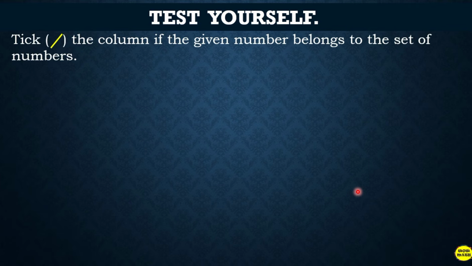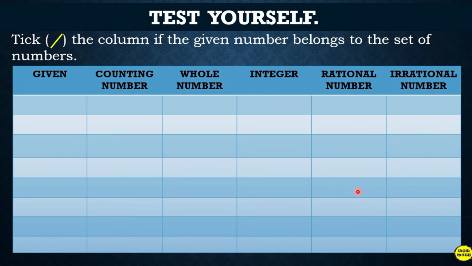So, tick the column if the given number belongs to the set of numbers. I have here, you may pause the video so you can try to answer and then check your answer. If I have 0, so 0 is a counting number, whole number and an integer. Since 0 is under whole number, therefore, this is also under integer. And since integer is a subset of rational numbers, therefore, 0 is also a rational number.